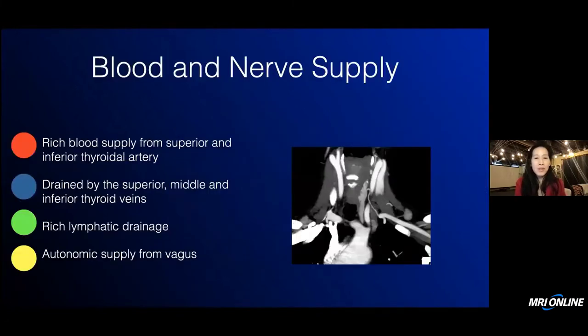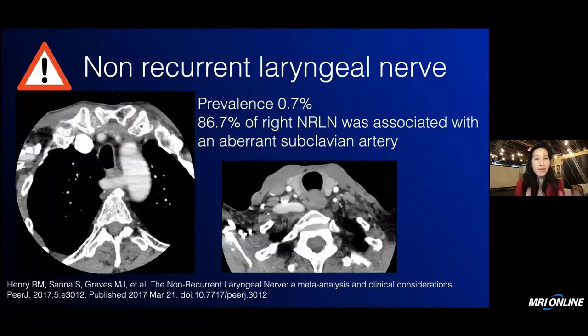And then basic blood and nerve supply, probably not as essential to a radiologist, as you can't see most of these structures or you wouldn't normally be looking for them. But there is a rich blood supply to the thyroid from the superior and inferior thyroidal artery. So here's the inferior thyroidal artery coming off the thyrocervical trunk. It's drained not by two veins, but three veins, superior, middle, and inferior. And then there's this very rich lymphatic drainage system that we can't see on imaging. And it's one of the reasons why infections rarely occur in the thyroid gland. The autonomic supply is by the vagus nerve, but that's not half as important as the recurrent laryngeal nerve to thyroid surgery.